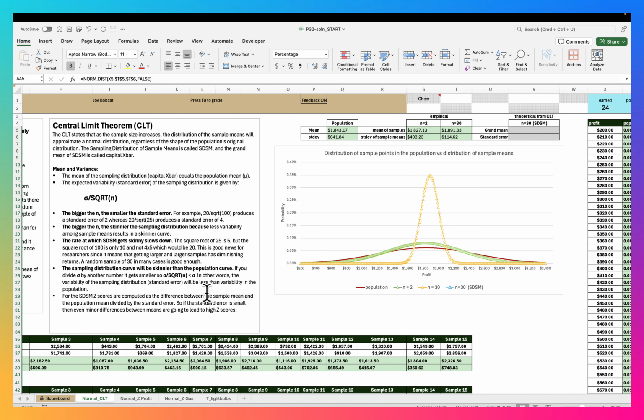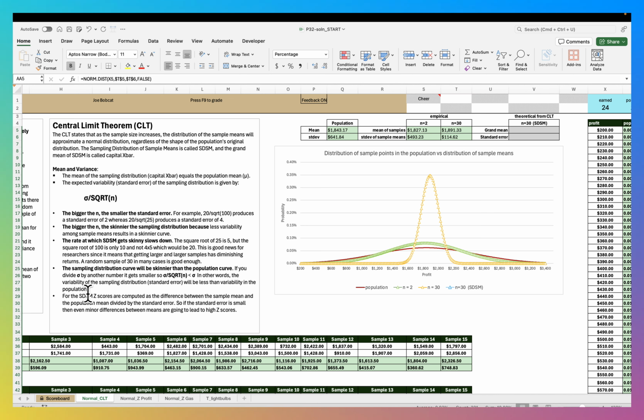The sampling distribution curve will be skinnier than the population curve. We already saw that, right? Skinnier than the population curve. If you divide sigma by another number, it gets smaller, so sigma divided by the square root of n is less than sigma. In other words, the variability of the sampling distribution, what's called standard error, will be less than the variability in the population.